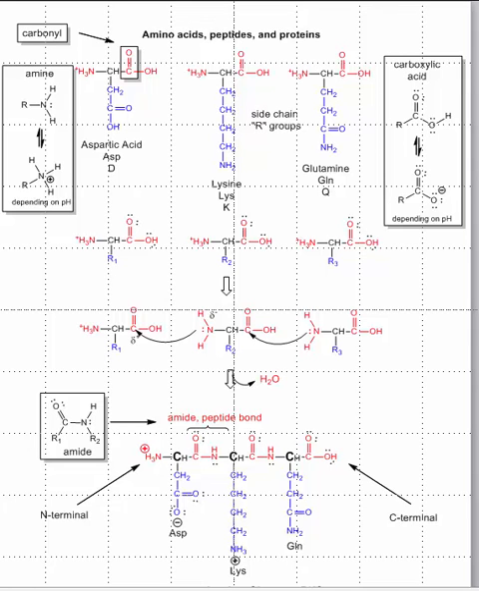Today we want to talk about protein structure. Proteins are made up of amino acids. 3 amino acids are shown here: aspartic acid, lysine, and glutamine. There's 20 naturally occurring ones.